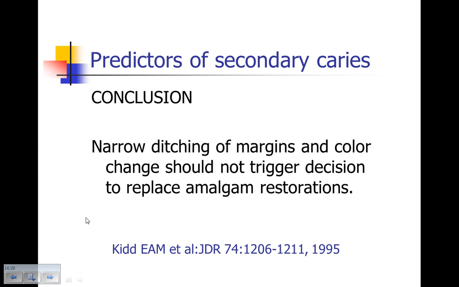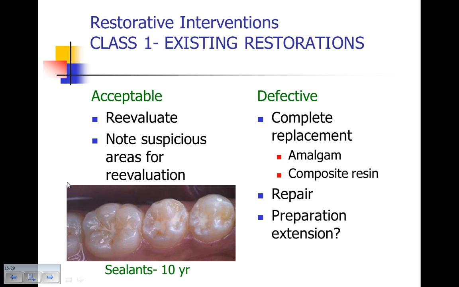In fact, their conclusion and their predictors of secondary caries for amalgam was that narrow ditching of margins and color change should not trigger decisions to replace amalgam restorations. Now keep in mind, clinically, we'll look at the tooth and examine it, but we'll also look at radiographs to help make that decision.